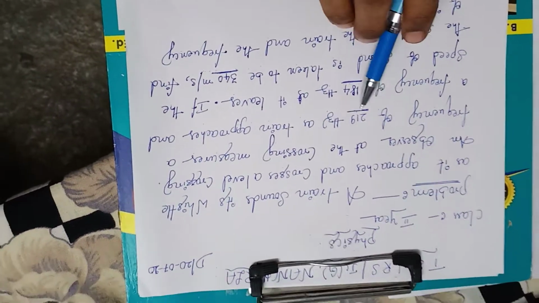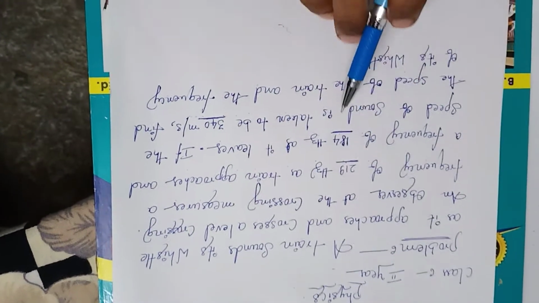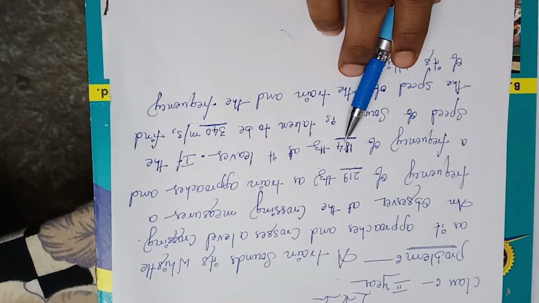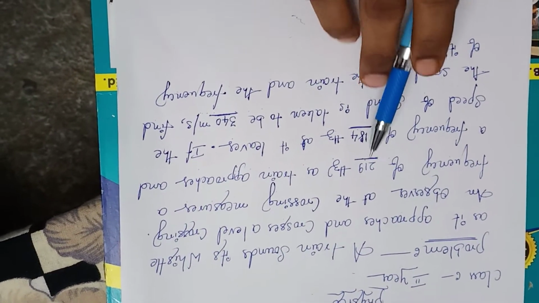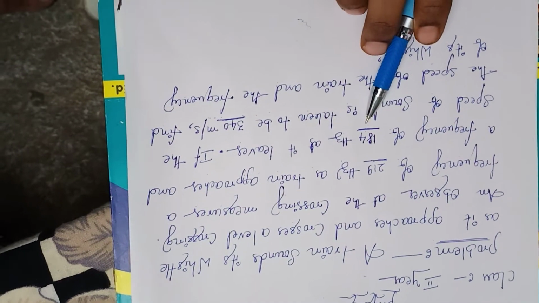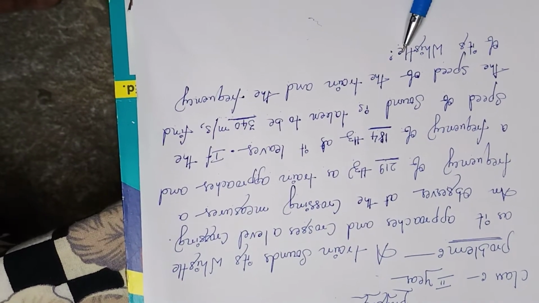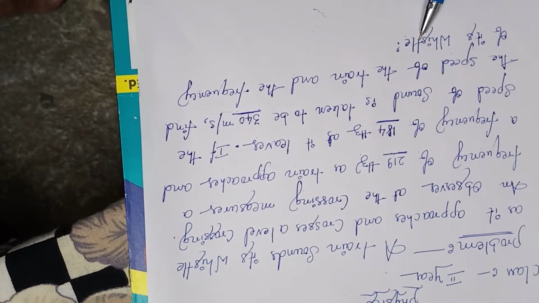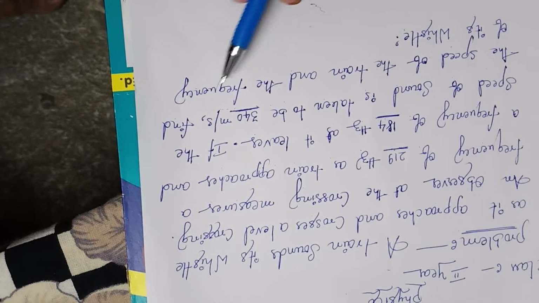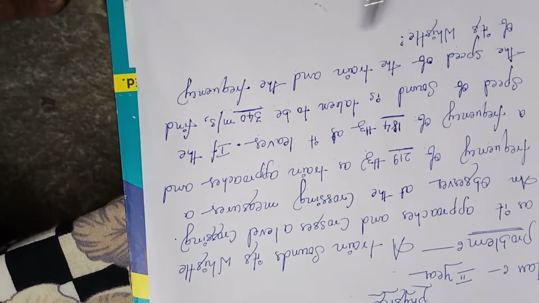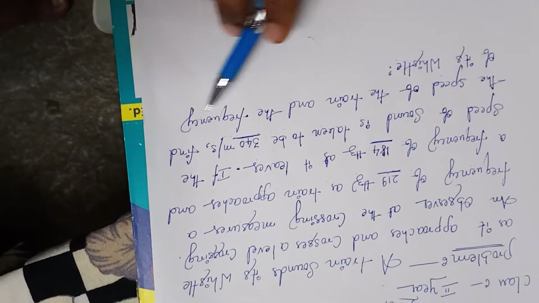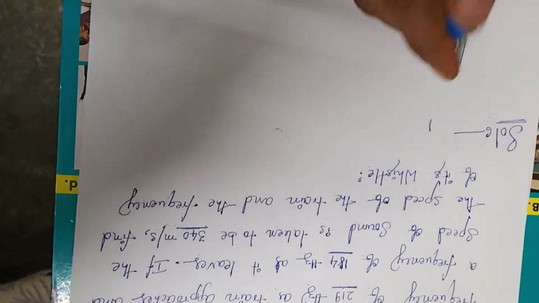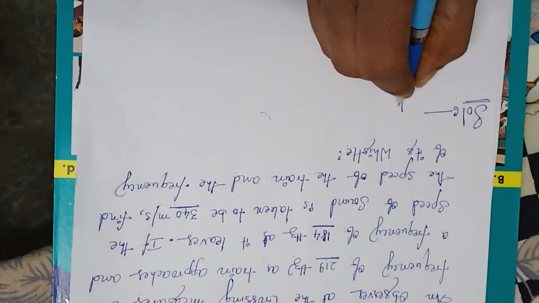So when it approaches, the frequency is there, and when it leaves, the frequency is also there: 219 and 184. What about the actual whistle, the average frequency? You don't know. So now we can find the average frequency of the whistle. Now the solution starts.